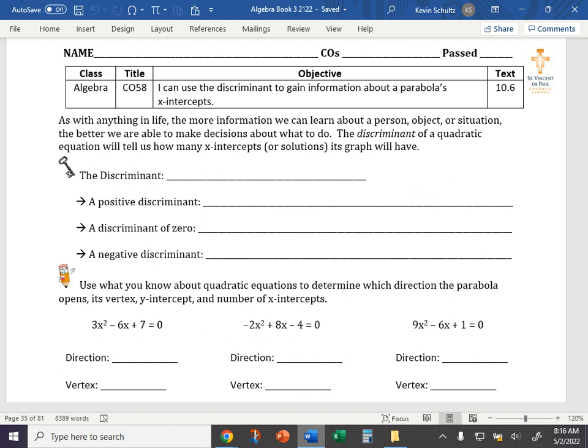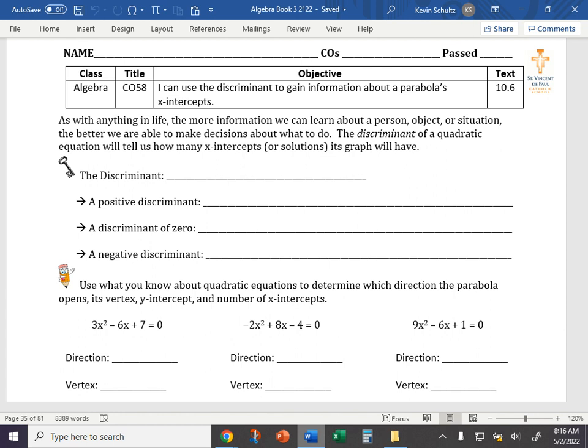When would there only be one x-intercept? When the vertex touches the x-axis. Right, when the vertex is on the x-axis, because that's either the highest it's going to get or the lowest it's going to get. It's going to touch the x-axis and then zoom off, never to be seen again.